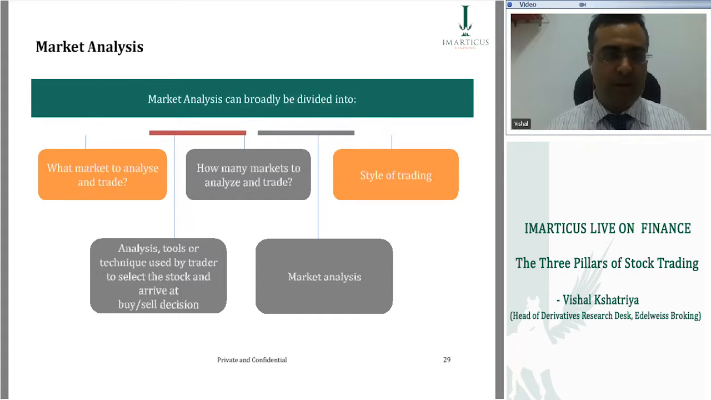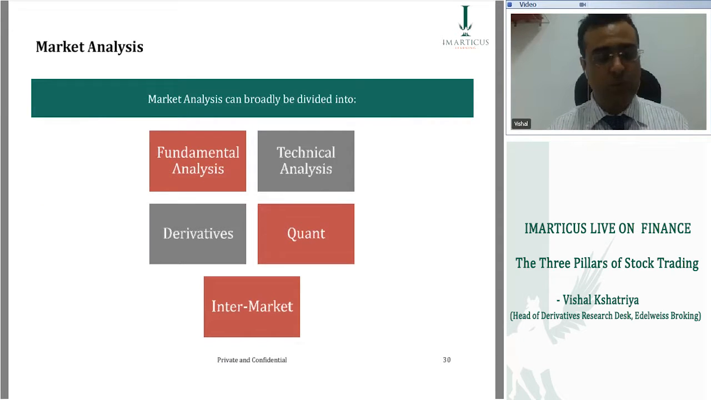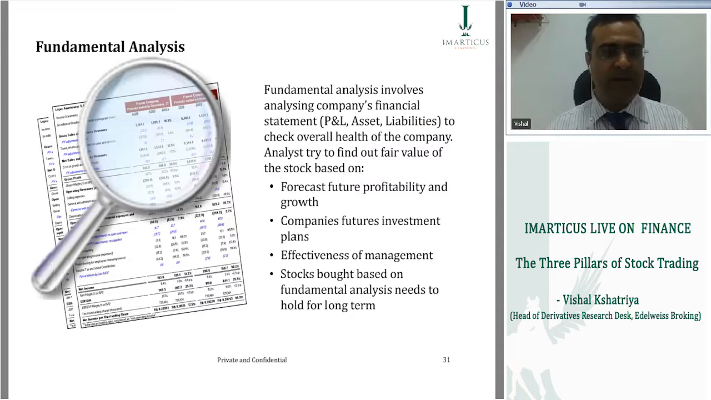The different kinds of tools available for analysis are fundamental analysis, technical analysis, derivatives, quant and intermarkets. I am going to take each one in a very brief manner, but let me tell you, each of these parameters is very vast, and it would take me 2 days to explain each of them. But since we are going to focus on the 3 pillars, we are going to take this in a very short way. Fundamental analysis, as the name suggests, and everybody here is from a finance background, is very simple.